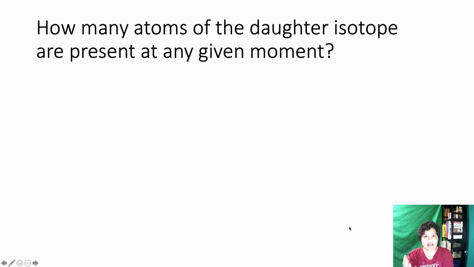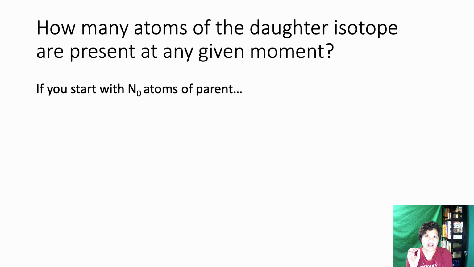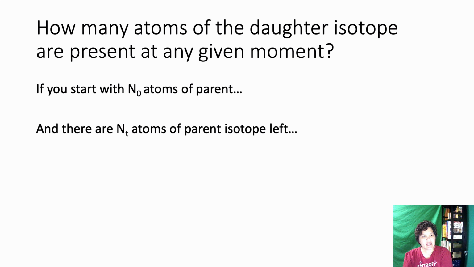So let's just start by asking, how many atoms of a daughter isotope do we expect to see at any given moment in time? And we're going to develop an equation for this. So if you just consider the number of atoms of parent isotope that you start with, let's just call that N0, so it's the number at time 0, and then you think about how many atoms are currently left, and let's just call that N sub t, the number at our current time t, how many atoms of that daughter isotope will you have?